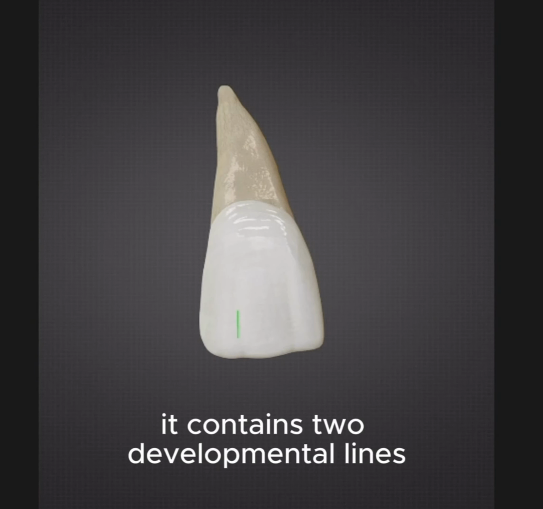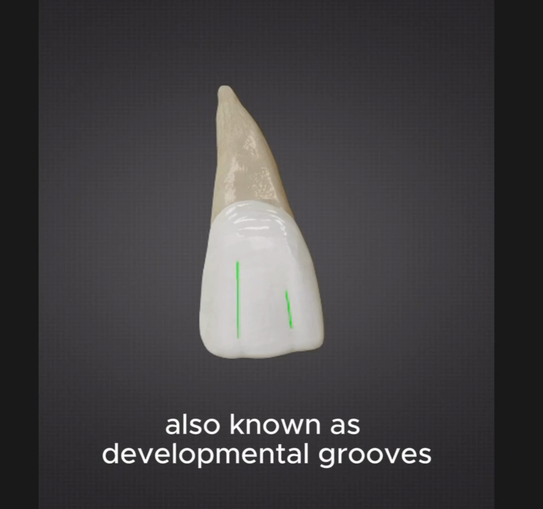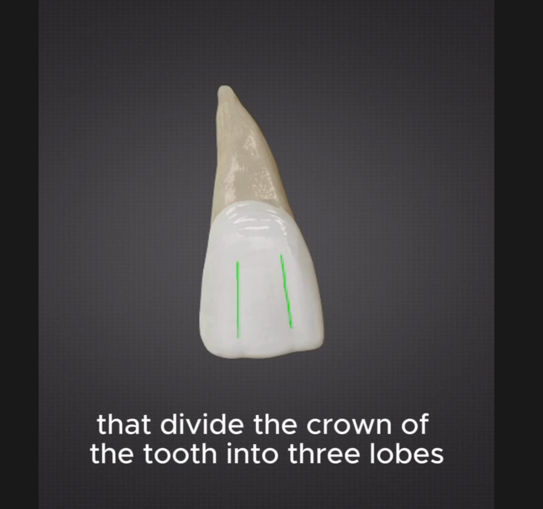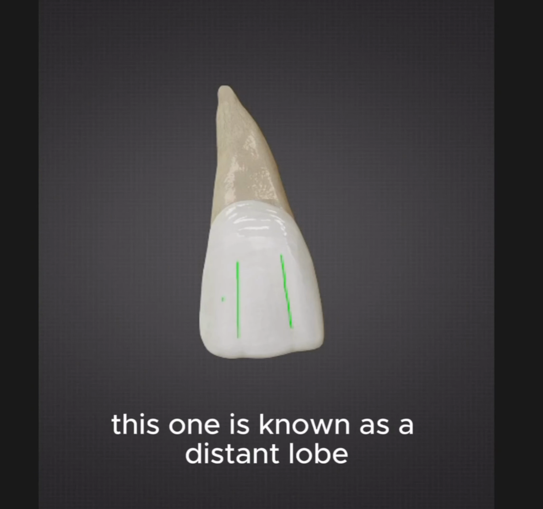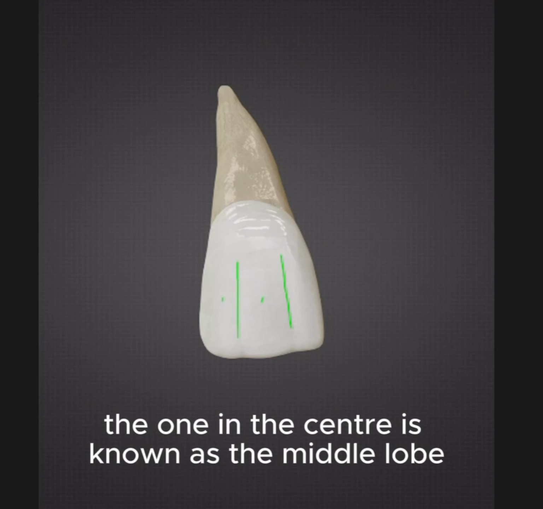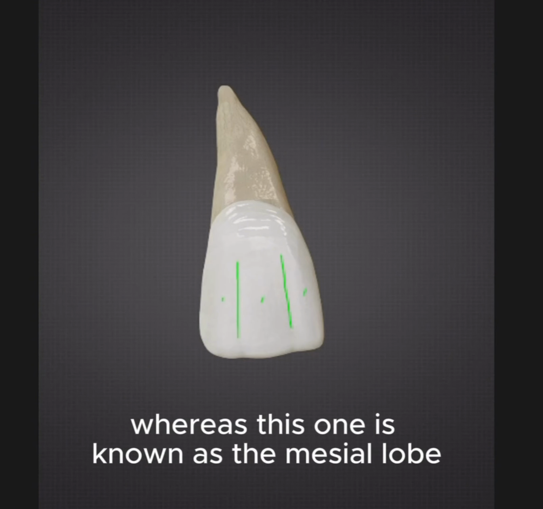It contains 2 developmental lines, also known as developmental grooves, that divide the crown of the tooth into 3 lobes. This one is known as the distal lobe, the one in the center is known as the middle lobe, whereas this one is known as the mesial lobe.